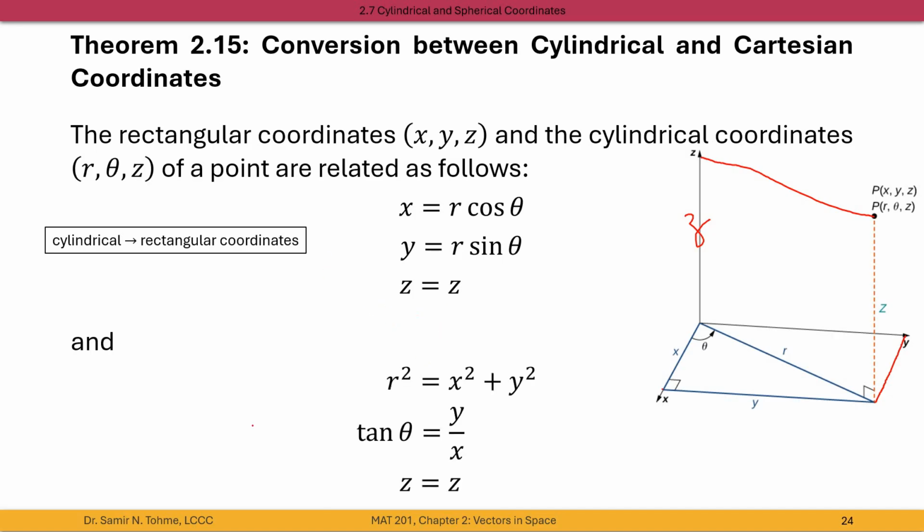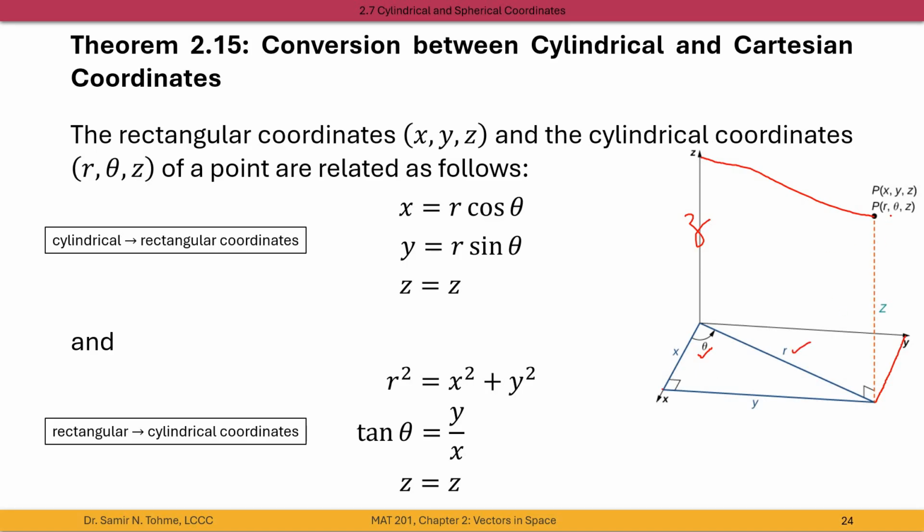Now, we can also transform from rectangular to cylindrical. This is from cylindrical to rectangular coordinates. If you have the values of theta and r, you can calculate x and y. Now, let's say you want to transform from rectangular to cylindrical. You have x, y, and z. From x, y, and z, I can calculate the angle theta and r.